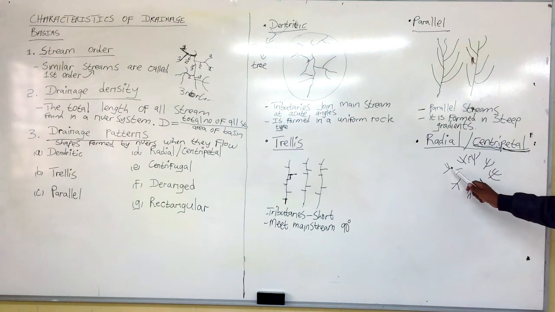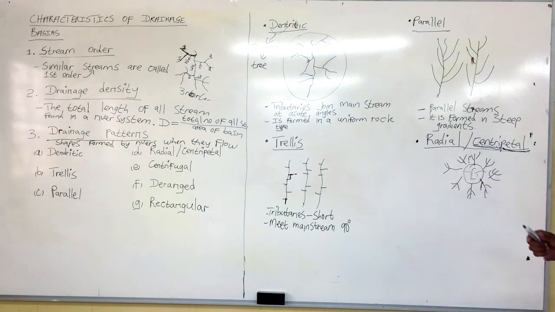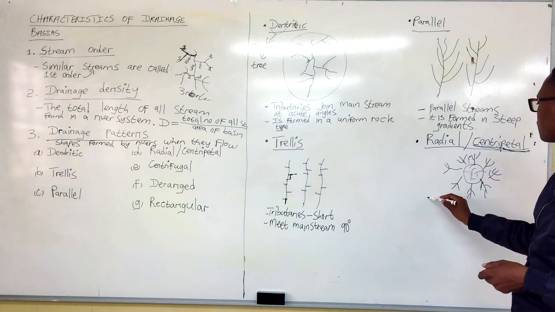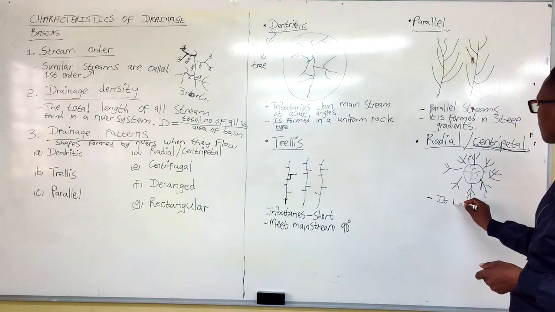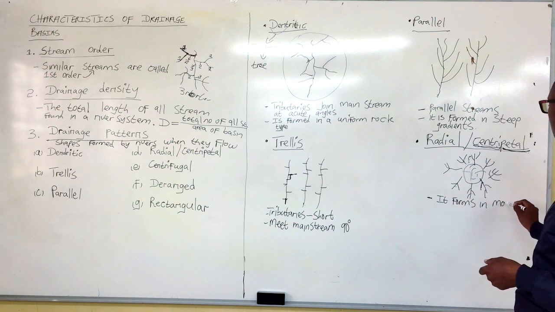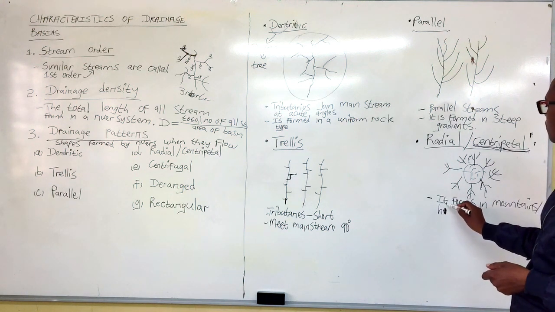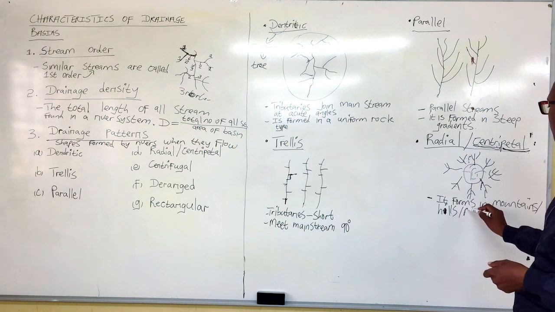So as you can see, we have these rivers, and all of them are flowing towards a center. Maybe we have a hole or an opening. All of our rivers flow towards the center. That's why you form a radial pattern. So that's why I said it forms in mountains or conical hills or mesas.